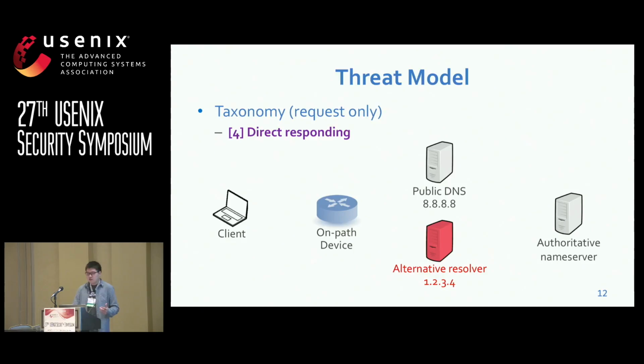The last case is direct responding. It is similar to request redirection. The alternative resolver handles the DNS query, but it does not really perform a query to the name server and directly returns an answer to the client. An incorrect answer, of course. And the name server receives nothing.